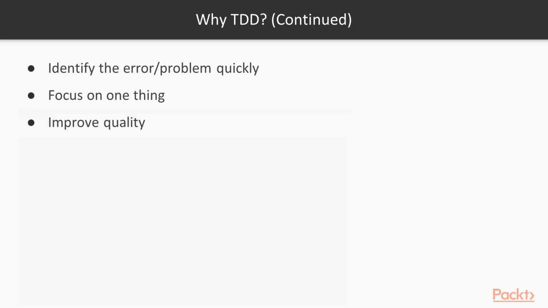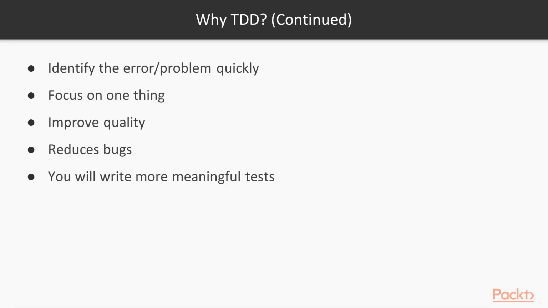You can really improve the quality of your code. TDD also reduces bugs because you will write quality code by writing the test cases, and you will write more meaningful tests using TDD. Now you know what TDD is and why we need TDD.